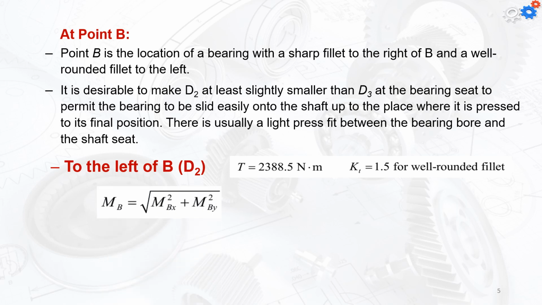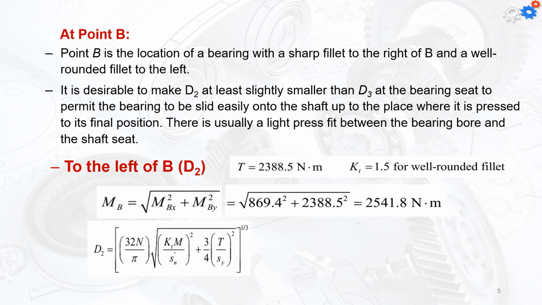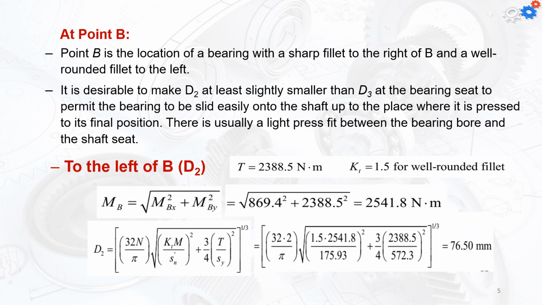So the bending moment is going to be calculated from the bending moment diagram for both planes, the vertical and the horizontal, and again find the value for the magnitude. And thus it is going to be equal to 2541.8 Newton meter. From there, again I apply the equation of the diameter, and I find diameter 2 is going to be 76.5 millimeters.